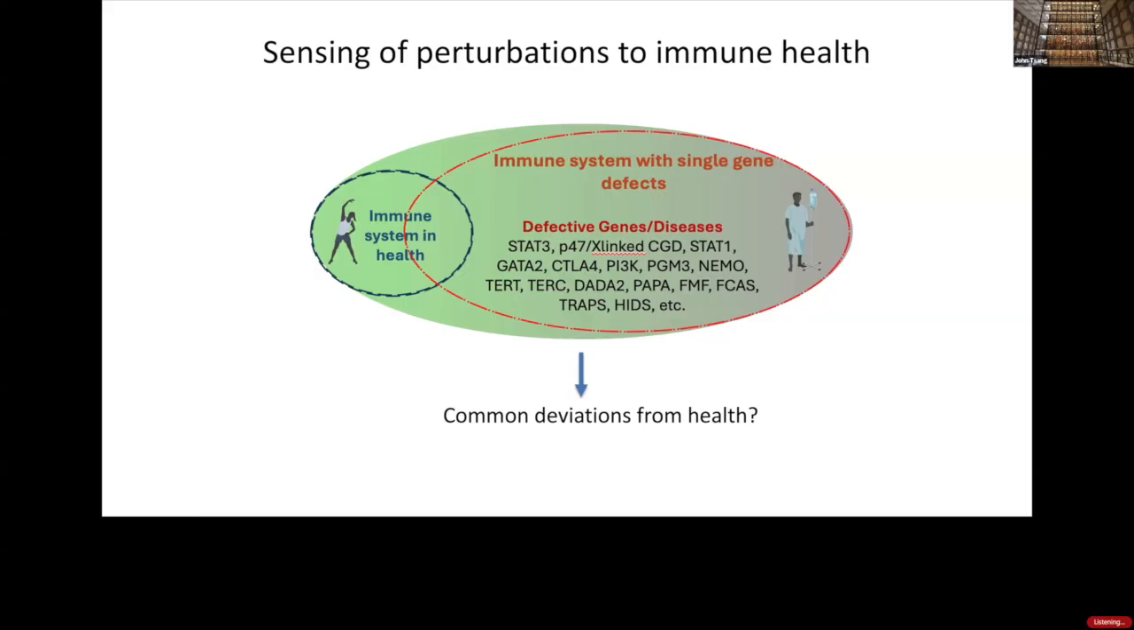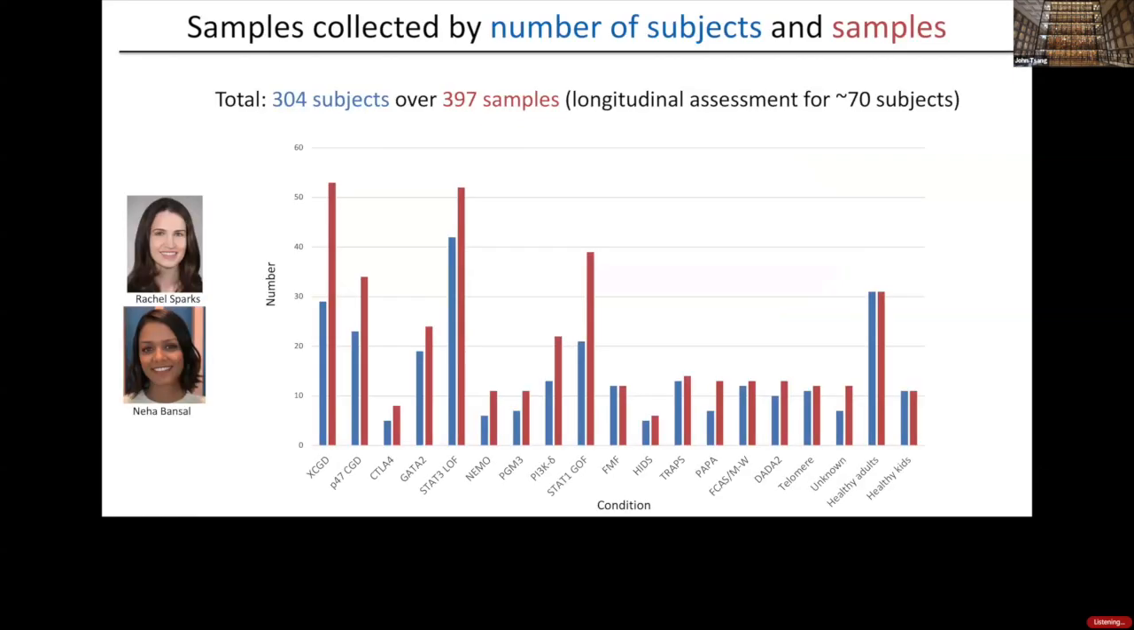The second question is, can we utilize these as human knockouts and knock-ins to better understand the underlying communications and wiring of the immune system? We thought these would really provide good negative cases for us to learn about common deviations from health, and whether they exist or not, basically.